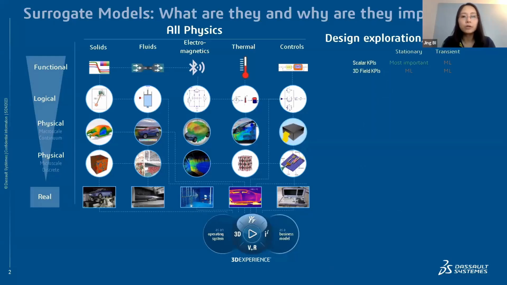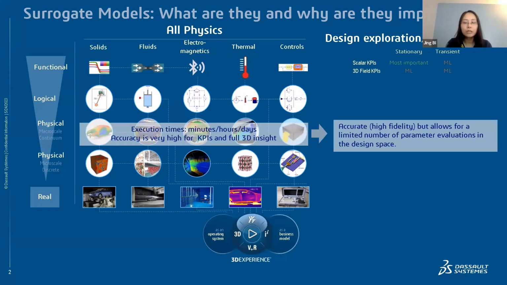What are surrogate models and why are they so important for physics-based simulations? Physics-based simulations are performed at different scales covering diverse physical domains. Continuum simulations at the parts and assembly level are widely used for product design. These simulations usually employ 3D finite elements and therefore deliver high-fidelity results. However, they are often computationally intensive and may take hours and days to execute.